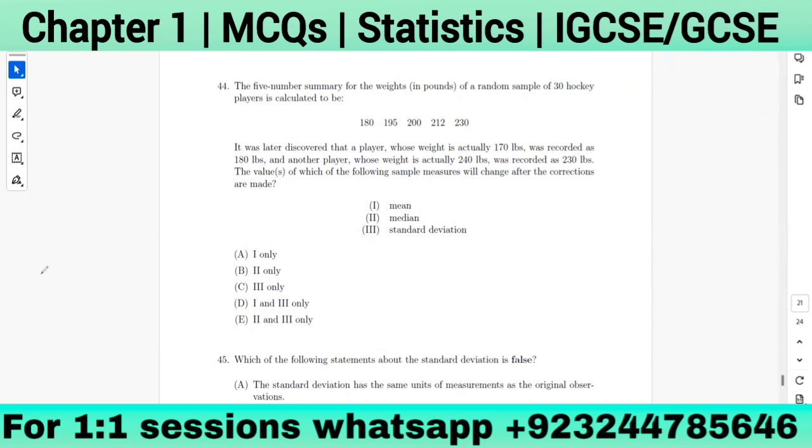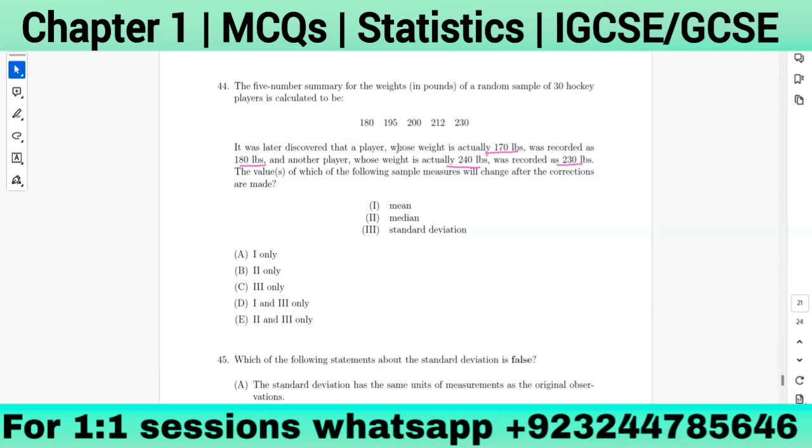Okay. Question number 44. The 5-number summary for the weights of a random sample of 30 hockey players is calculated. It was later discovered that a player whose weight is actually 170 was recorded as 180, and another player whose weight is actually 240 was recorded as 230. Which of the following sample measures will change after the corrections are made? So after the corrections are made, will the mean change?